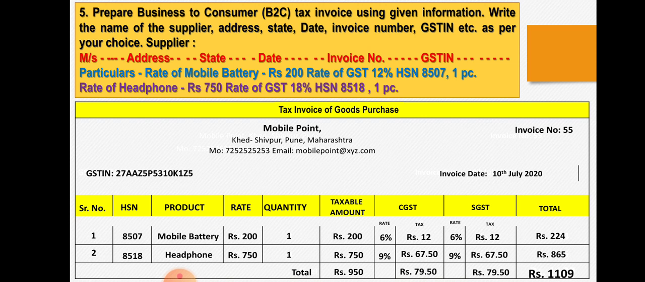So this is the method to prepare a bill. You just have to fill the columns according to the components given in the question. Address, name, state, date, invoice number, identification number, you can write of your choice, but in the columns you have to fill in the particulars from the question by writing the proper HSN code, the proper rate of GST, the proper taxable amount and quantity. You can go through this bill once.